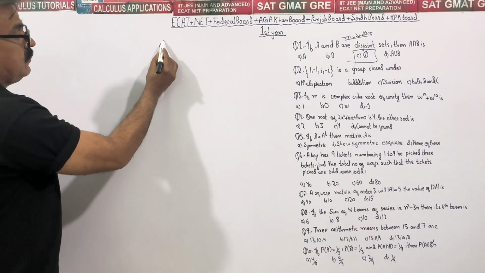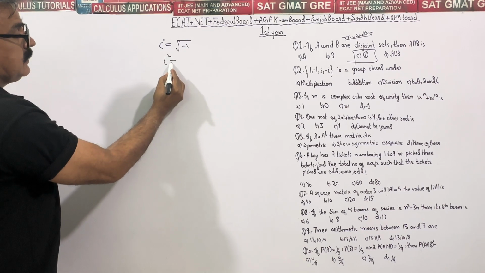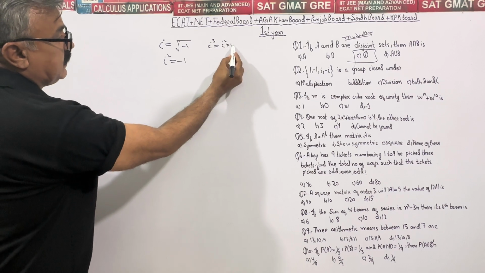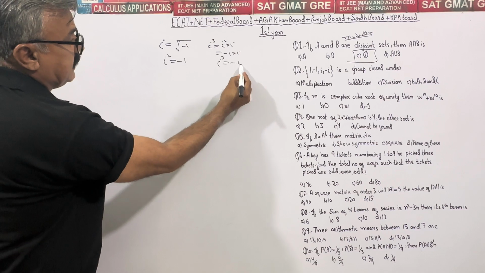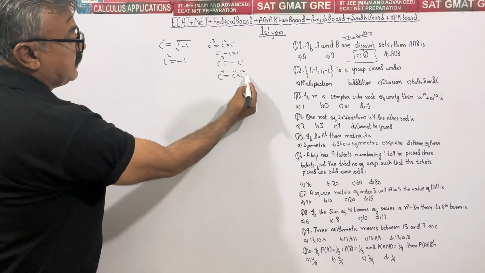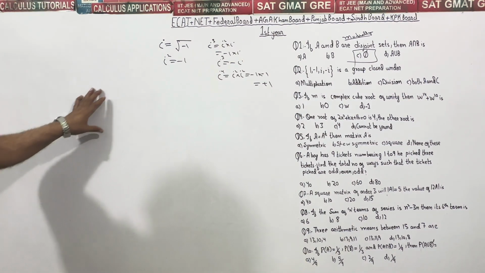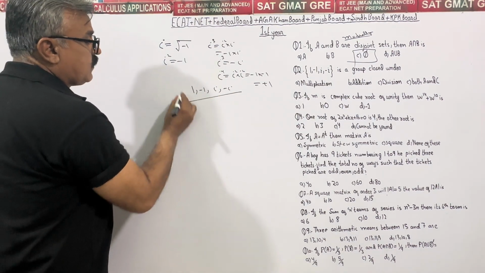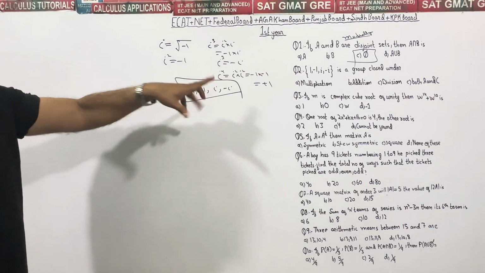Let me give you a good overview about iota. Iota is equal to the square root of minus 1. Iota square is equal to minus 1. Iota cube can be written as iota square times iota. Iota square is minus 1, so minus 1 times iota. So iota cube is equal to minus iota. Similarly, iota power 4 can be written as iota square times iota square, minus 1 times minus 1, which is equal to plus 1. These are the four values: 1, minus 1, iota, minus iota. Whatever the power of iota is, it always results in 1, minus 1, iota, or minus iota.